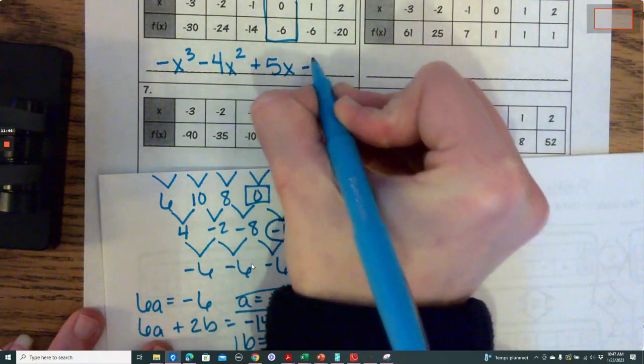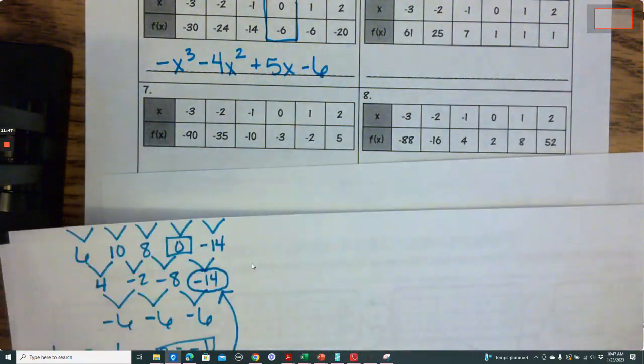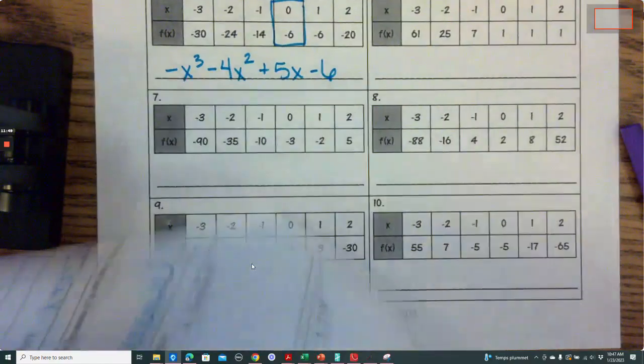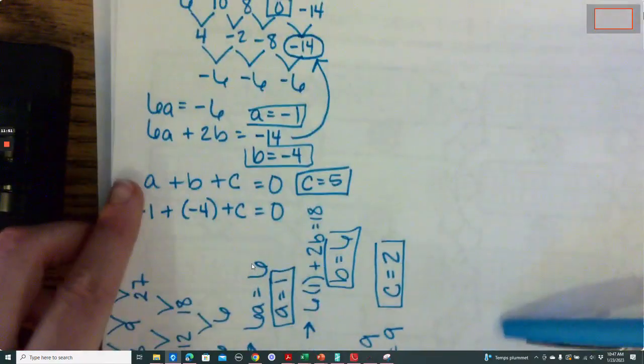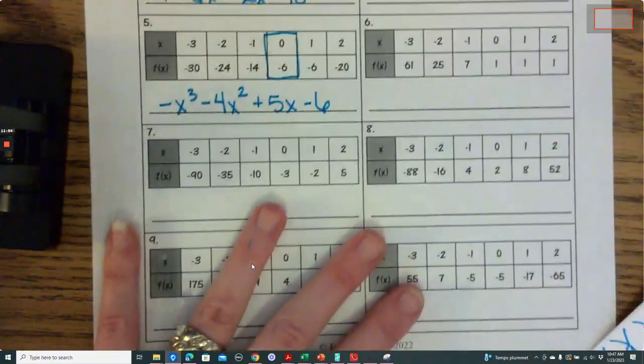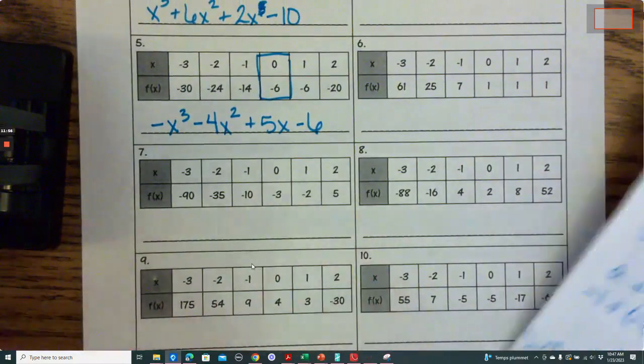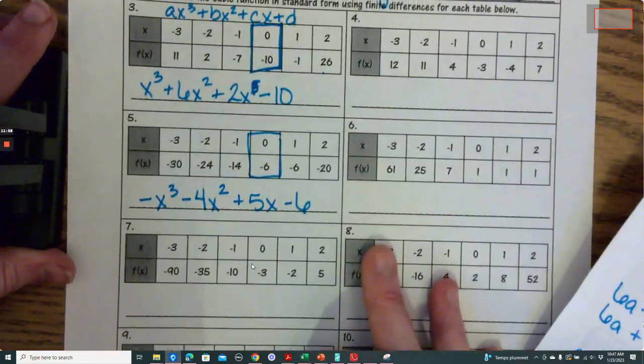D is negative 6. Can you move your paper up to the D you got on the top? No, the actual worksheet. No, the D you wrote at the very top. Keep going, right there. Yeah.